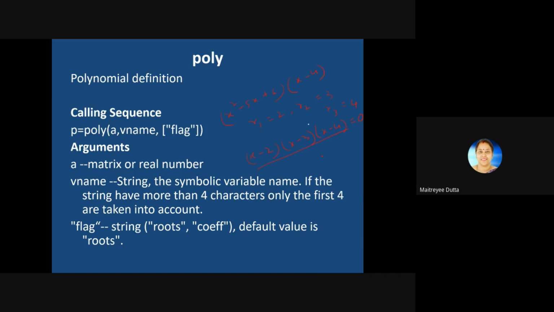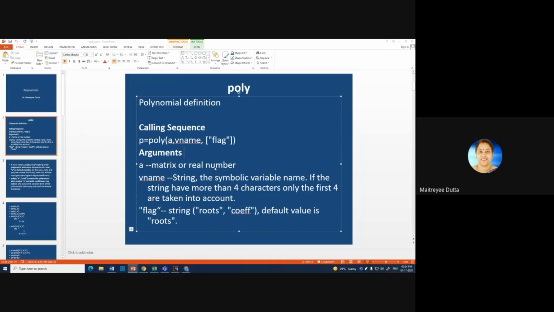So x square minus 5x plus 6 into x minus 4, that is equal to, if you multiply, x cube minus 4x square minus 5x square, that is minus 9x square, plus 20x plus 6x, that means you have plus 26x and then minus 24. So you can just write x cube minus 9x square plus 26x minus 24. You just see this is the equation we have got here.